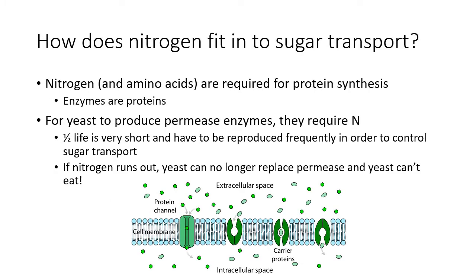So one of the things we want to think about is that back to that idea of sugar transport. Well, nitrogen is required for protein synthesis. I mean, enzymes are proteins. So in order for yeast to produce these permease enzymes, they require nitrogen. They have to be produced over and over again. Well, if nitrogen runs out, yeast can't eat. That's how they make those permeases to make sure that they can do either the facilitated diffusion or active transport that they like. And if they can't do that, they can't eat anymore, and you get stuck fermentation. So this is one of those key pieces that we have. We have to make sure that we have an adequate amount of nitrogen.